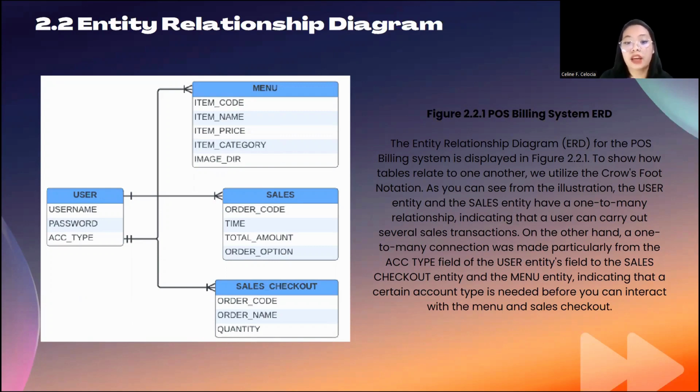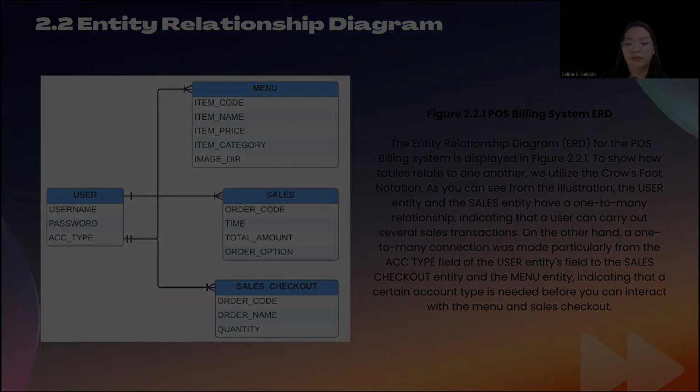On the other hand, a one-to-many connection was made particularly from the account type field of the user entity to the sales checkout entity and the menu entity, indicating that a certain account type is needed before you can interact with the menu and sales checkout. That is all for the entity relationship diagram and the database tables. Next.